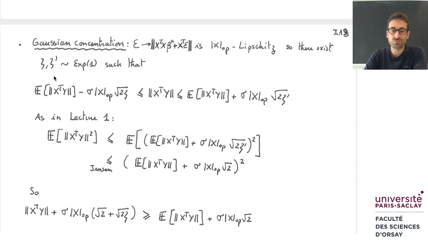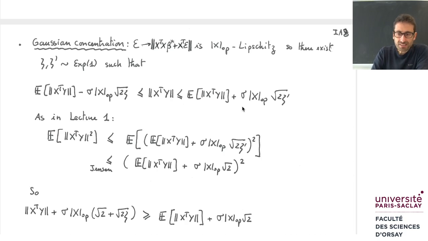So we know that there are two exponential random variables with parameter 1, such that this lower bound and upper bound are right. We want a lower bound on the norm of x transpose y, so actually we mainly use this lower bound here. But exactly as we have done in the first lecture, we also want a lower bound on this quantity, and this is not a quantity that we can handle very easily. We can handle much more easily the expectation of the square norm. So exactly as in the first lecture, we will also use this upper bound in order to get a lower bound on this quantity. So let's do it.